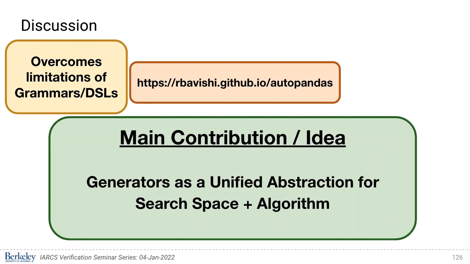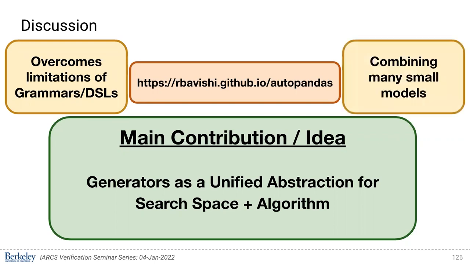Because these generators are written in regular code, it overcomes the limitations of canvas and DSLs when it comes to modeling very complex constraints, etc. And it also indirectly gives you a nice way of combining the decisions of many small models. Every single operator is supposed to do a small task, but you have this regular code that is combining the decisions of all of the small models into this one big program.